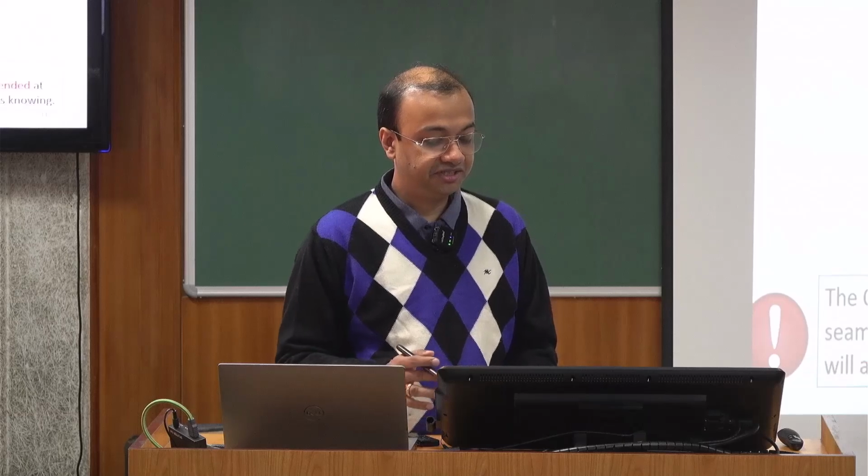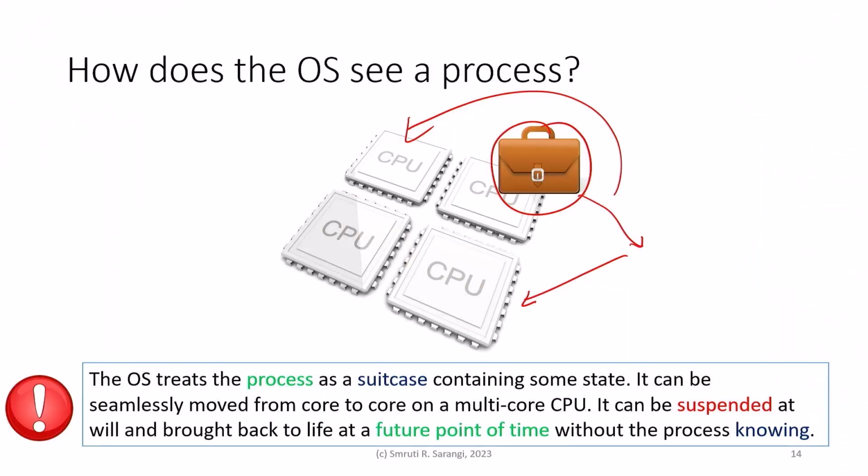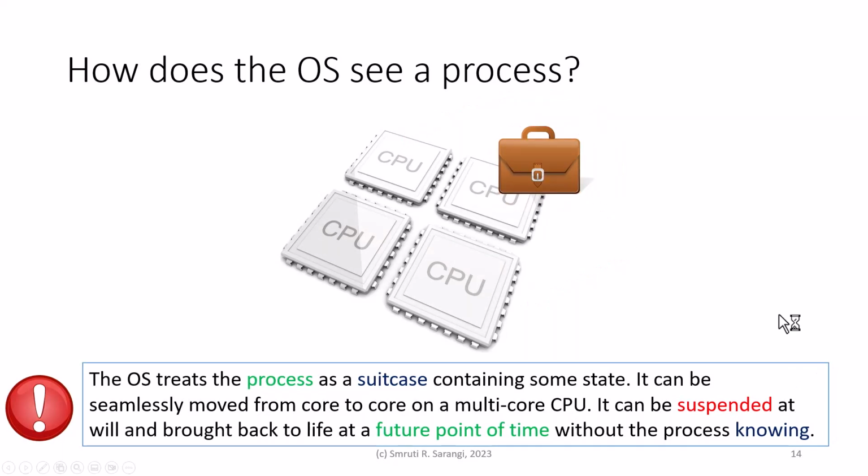So the OS would treat a process as a suitcase. Things can be suspended and resumed and moved around all the time. And as I said, there are 2 kinds of processes, user processes and OS processes. If you do a Control Alt Delete on Windows, or top or ps -ef on Linux, then you can see all the processes. The processes will have different privilege levels, some with an OS privilege, some with a user privilege.